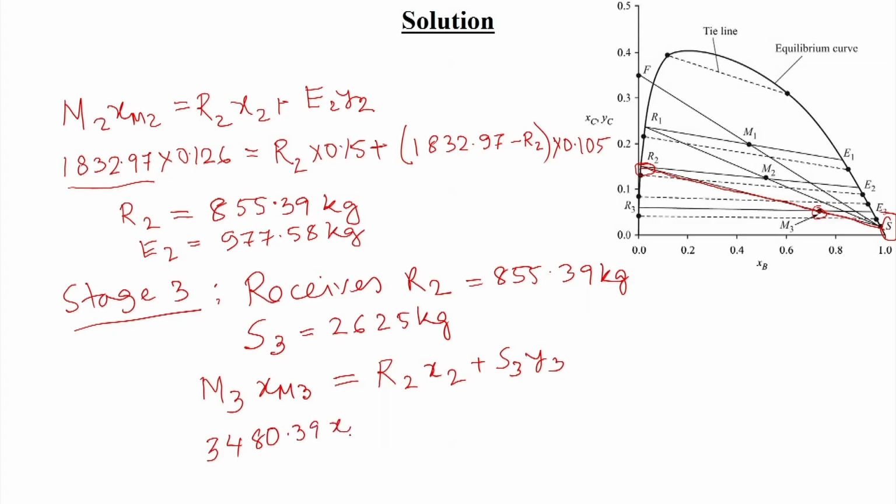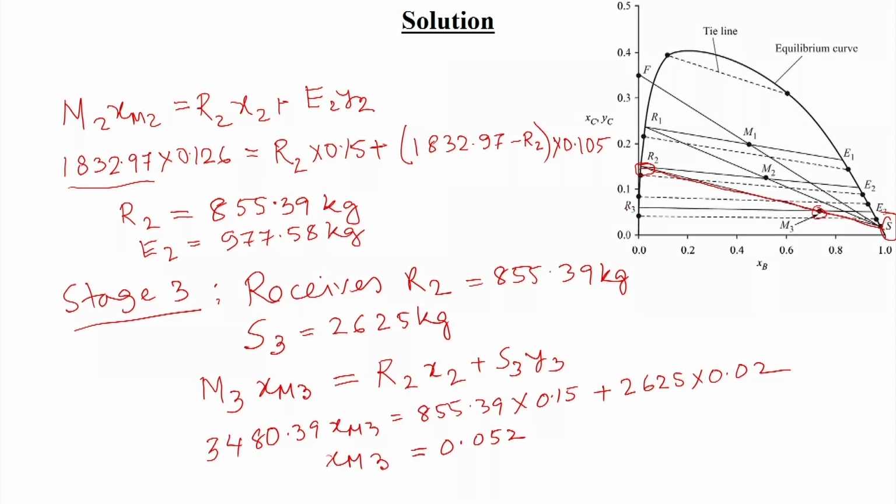So, 3480.39 into x M3 is equal to R2, 855.39, into x2, which is 0.15, plus S3, 2625, and the solute concentration in the extracting solvent is already given as 2%, so it is 0.02. From here we get x M3 equal to 0.052.